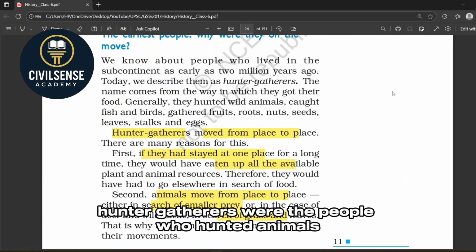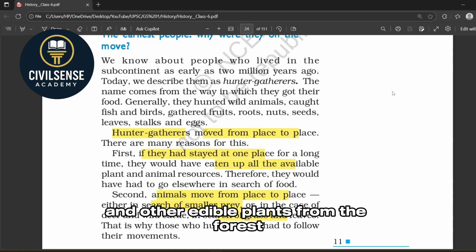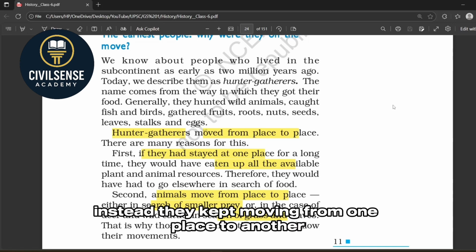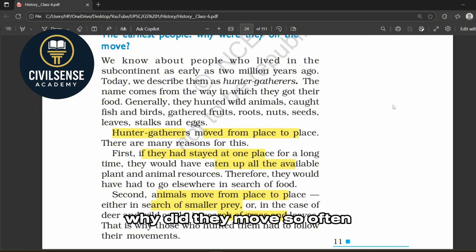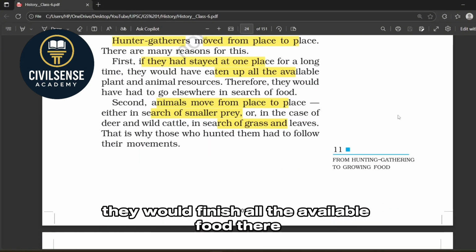Hunter-gatherers were the people who hunted animals for food. They also gathered fruits, nuts, roots, and other edible plants from the forest. They did not stay in one place permanently. Instead, they kept moving from one place to another. Why did they move so often? If they stayed too long in one place, they would finish all the available food there.